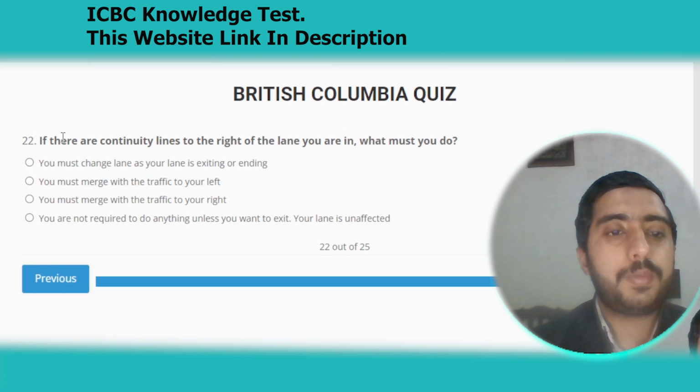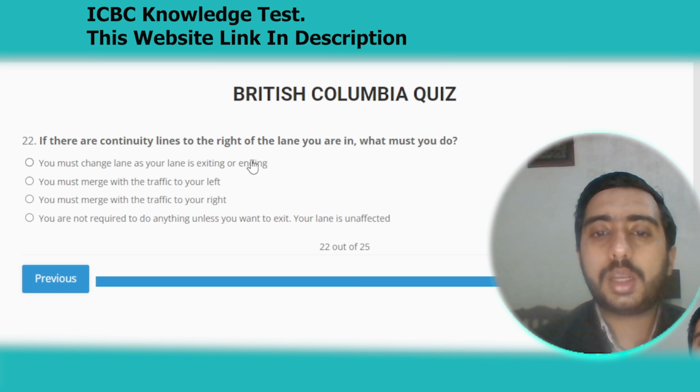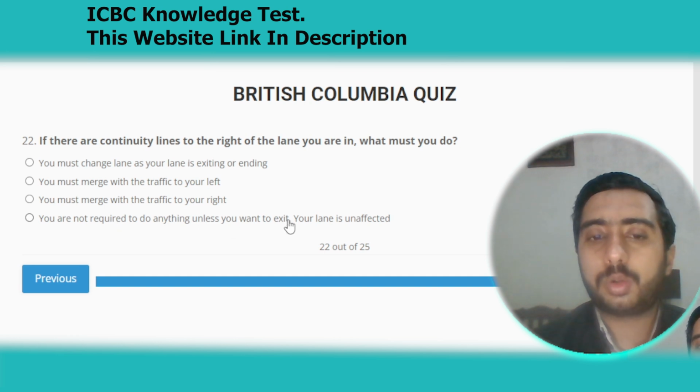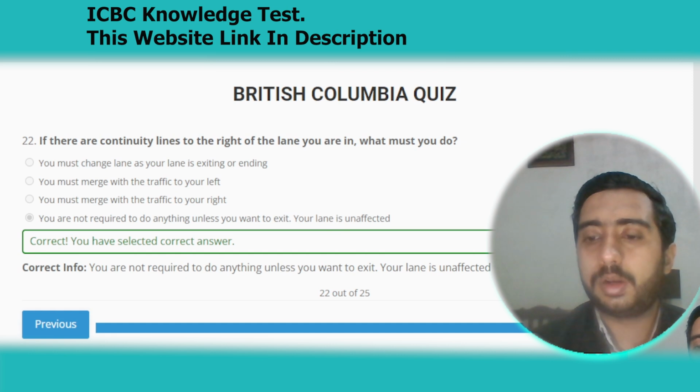Next question. If there are continuity lines to the right of the lane you are in, what do you need to do? You are not required to do anything unless you want to exit. Your lane is unaffected. Option D is the correct one.